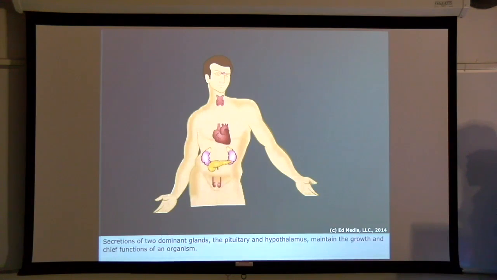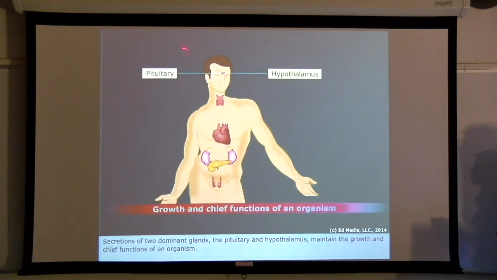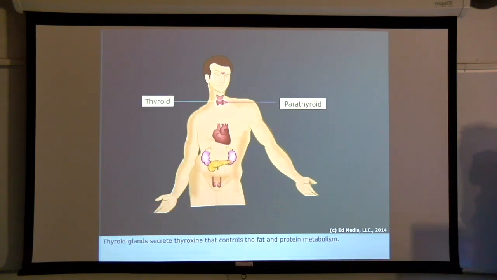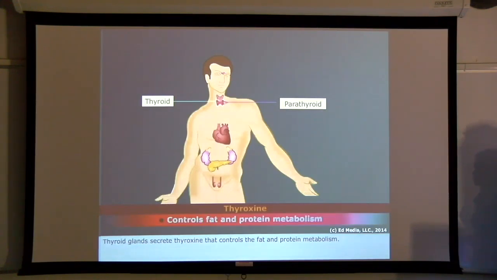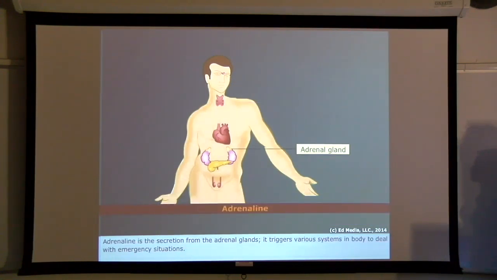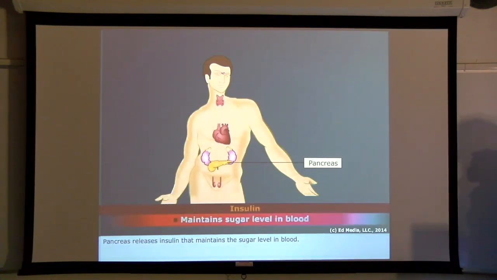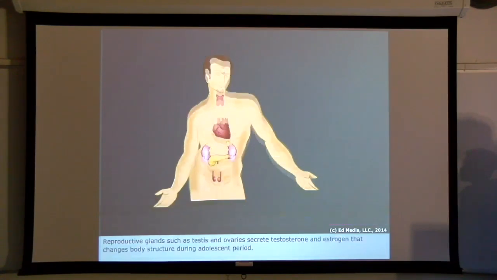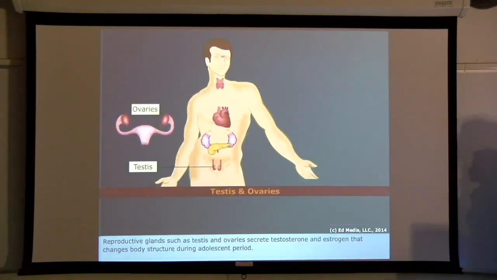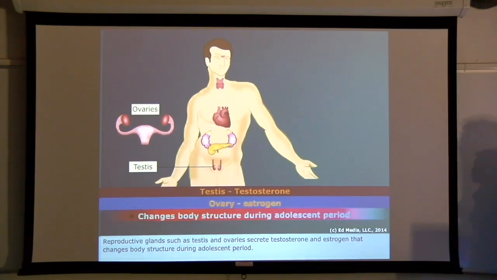Secretions of two dominant glands, the pituitary and hypothalamus, maintain the growth and chief functions of an organism. Thyroid glands secrete thyroxine that controls the fat and protein metabolism. Adrenaline is the secretion from the adrenal glands. It triggers various systems in the body to deal with emergency situations. Pancreas releases insulin that maintains the sugar level in blood. Reproductive glands such as testes and ovaries secrete testosterone and estrogen that changes body structure during the adolescent period.